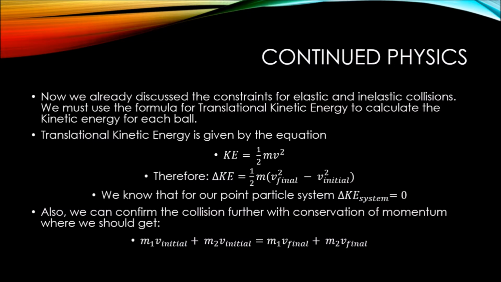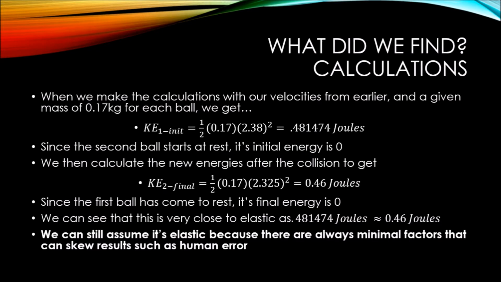We can also confirm the collision is elastic with a conservation of momentum, where the initial momentum of both balls is equal to their final momentums. Now what do we actually find? When we make the calculations with our velocities from earlier and a given mass of 0.17 kilograms for each ball, we get the KE initial for the first ball equals 0.481474 joules. The second ball starts at rest, so its initial energy is 0.